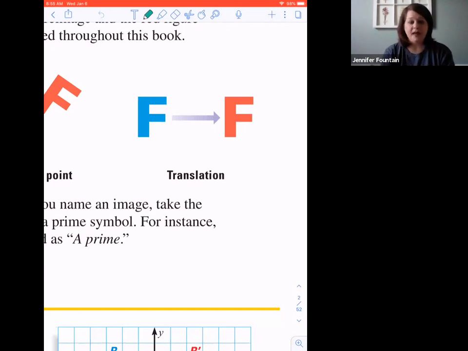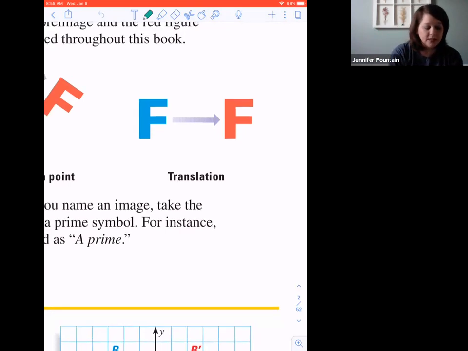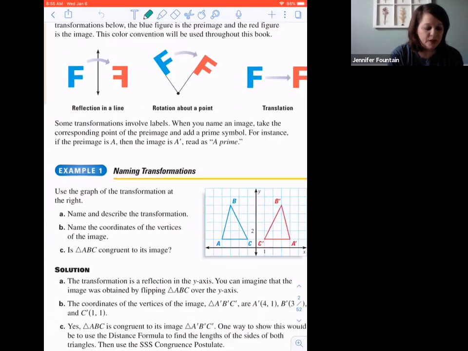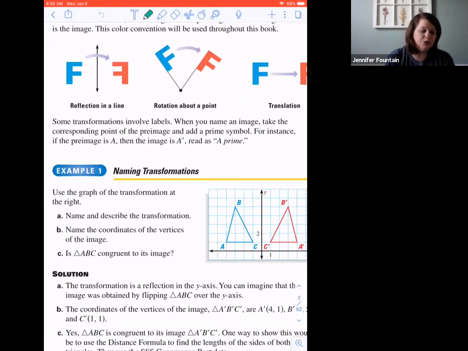Nothing has changed with that. So those are going to be the 3 things that we're talking about. Now, right underneath that is our next little bit of information. It says some transformations involve labels. When you name an image, take the corresponding point of the pre-image and add a prime symbol. For example, if the pre-image is A, then the image is A prime.